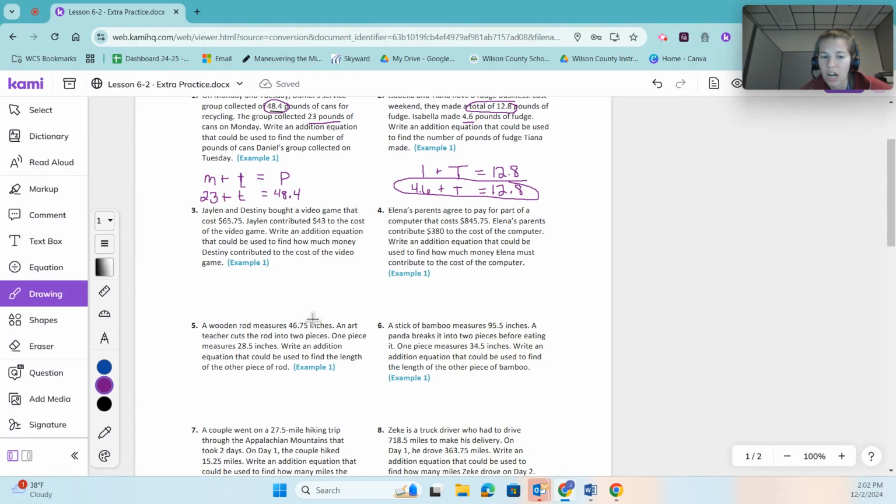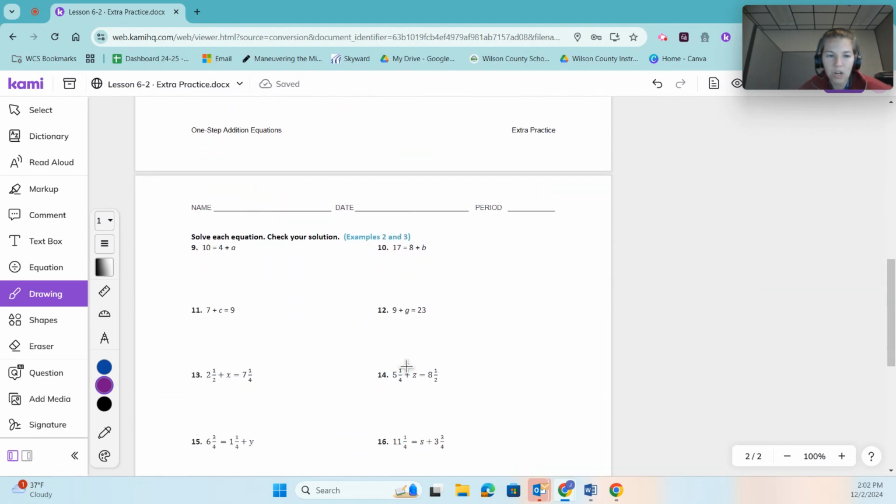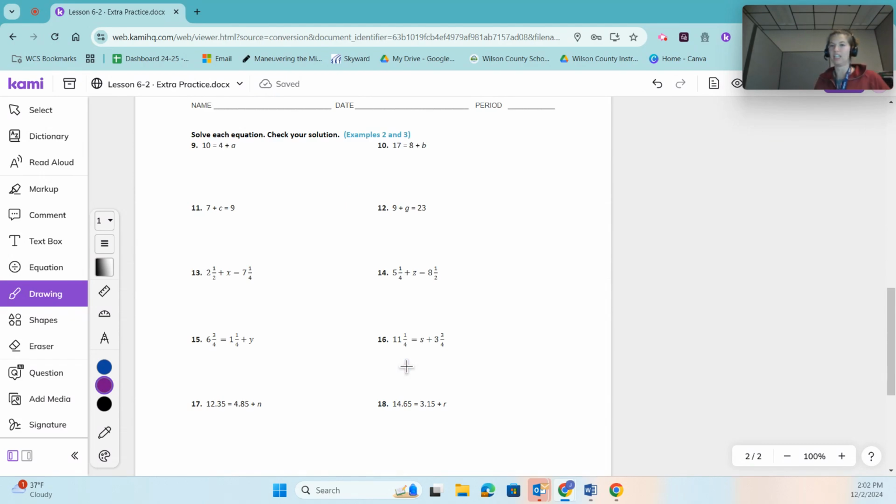But the full rod is 46 and 75 hundredths inches, okay? And it says they cut it into 2 pieces where one piece is that 28. So you would have to know, okay, one piece is 28 plus another piece that I don't know the length of will equal this 46.75, will equal that total amount, okay? So again, this is your addition equation. All right, there's several more that you could try on your own if you would like. All right, now we're going to come down and we're going to work on solving these equations.